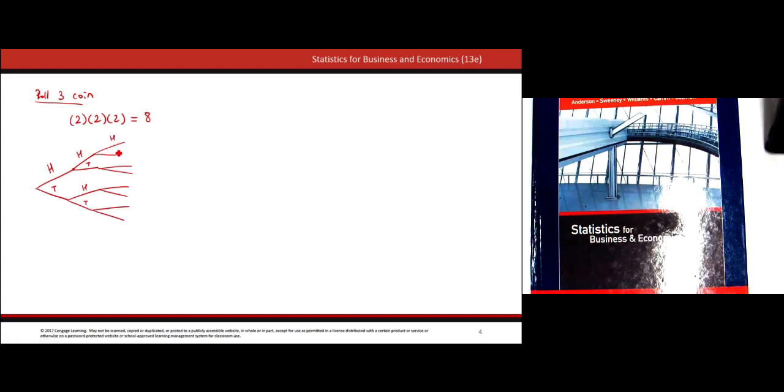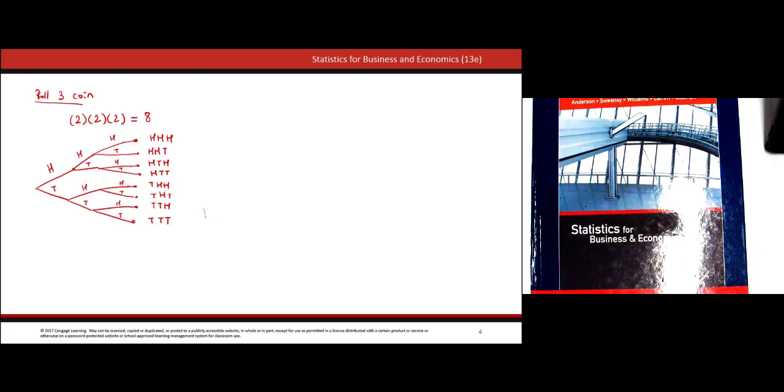This is a tree diagram. This outcome, head, head, head. Head, head, tail. Head, tail, head. Head, tail, tail. Tail, head, head. Tail, head, tail. Tail, tail, head. Tail, tail, tail. These are the outcomes.